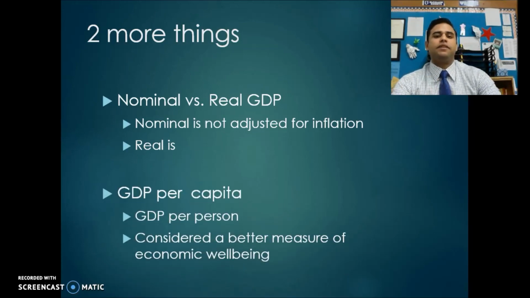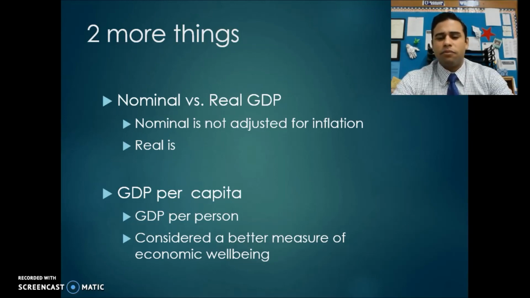And then there's GDP per capita, and per capita simply means per person, and so you're taking GDP, whether real or nominal, and you're dividing it by the population. This is meant to give us a better measure of economic well-being, because a country like India has a pretty large GDP, but also they have an enormous population. If you divide the GDP by the population, you end up with a pretty small GDP per capita, indicating less well-being. Take, in contrast, Saudi Arabia, maybe a smaller GDP, but a very small population. If you divide the GDP by the population, you get an extremely high GDP per capita.